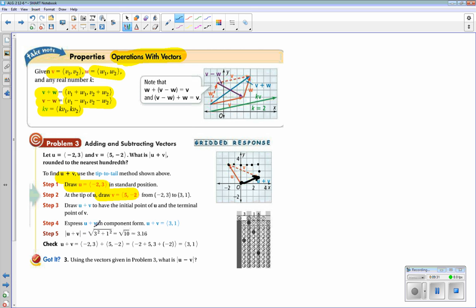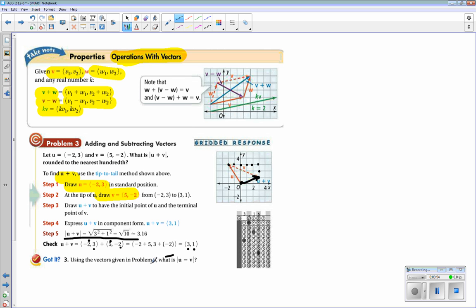So now that we know it's 3, 1, we can use this little formula, the square root of 3 squared plus 1 squared, and you get 3.16. So we're going to check that work by actually adding these. What is negative 2 plus 5? It's 3. And 3 plus negative 2 is 1.